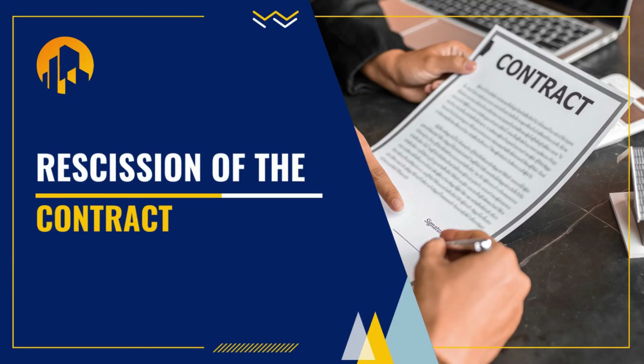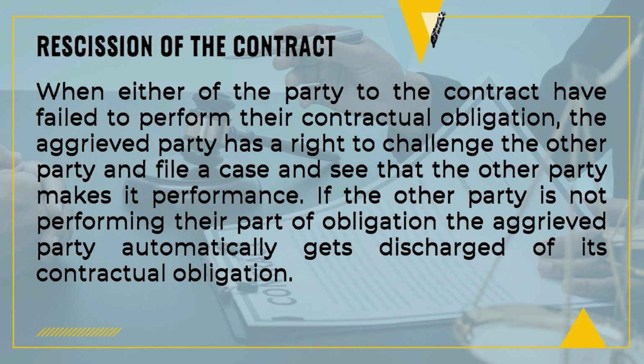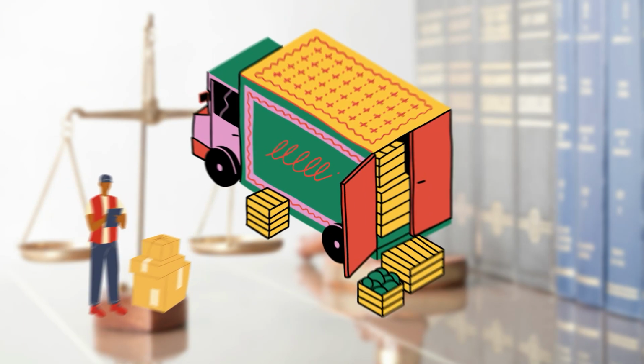Rescission of contract means when either party to the contract has failed to perform their contractual obligation, the aggrieved party has a right to challenge the other person to file a case and see their performance is done. But when the party is not performing well, the aggrieved party automatically gets discharged from their contractual obligation.